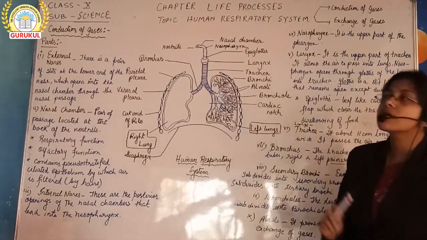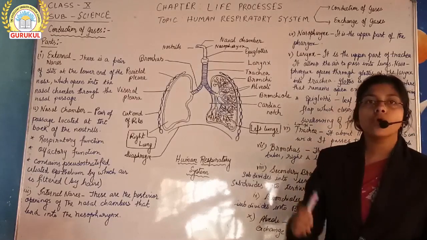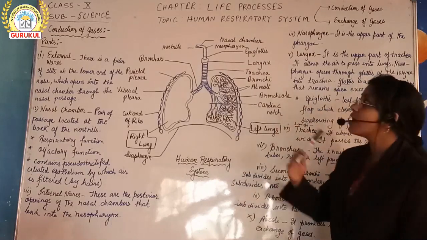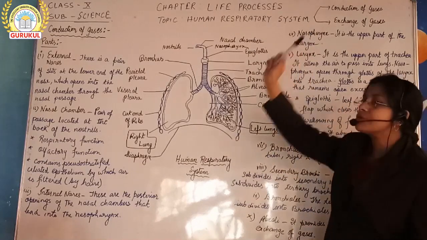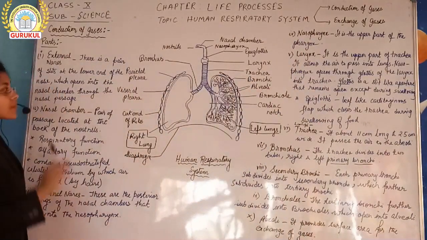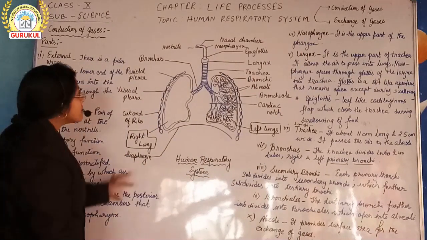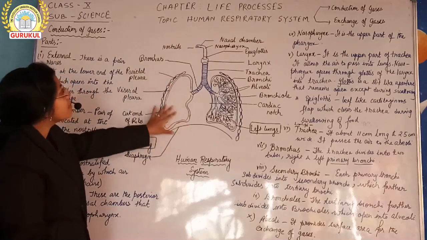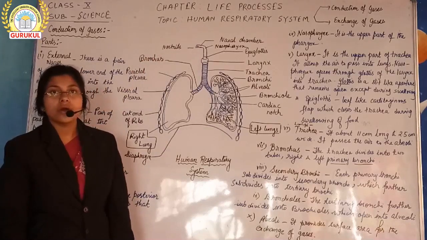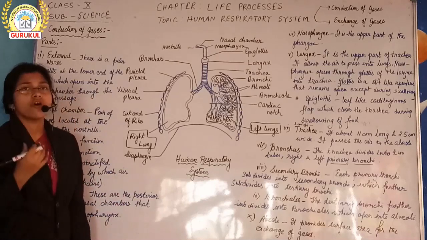To understand conduction of gases, what we have to do? We need to first know the stepwise, sequence-wise parts which are there in human respiratory system. Let us get started with it. First, I will draw your attention to the diagram which I have drawn here. See, in this diagram, the first thing which comes is the nostrils. Nostrils are a pair of slits that allow the passage of air.